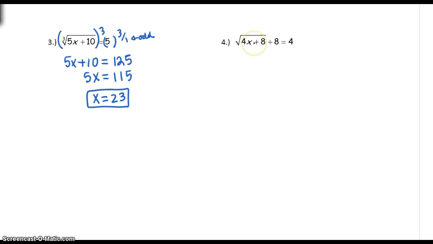So let's just get him out of there, all right? So let's subtract 8 from both sides first. He's not part of the team over here underneath the radical, so this would be -4. Now, this is a square root. To undo a square root, you take it to the 2nd power.